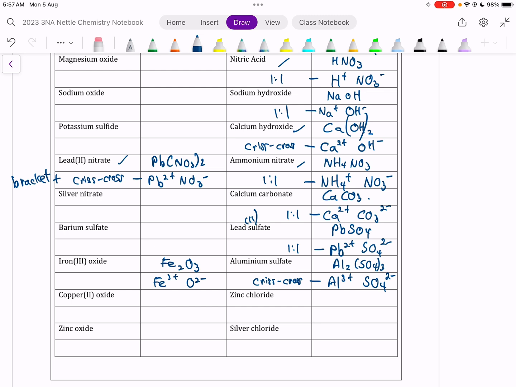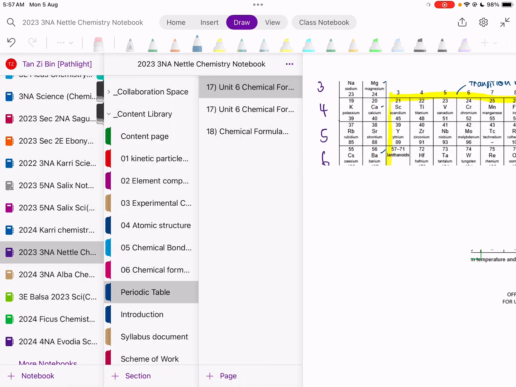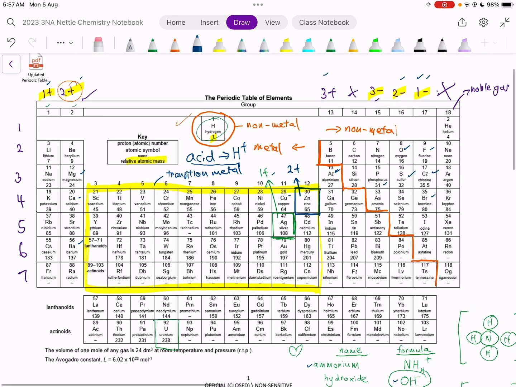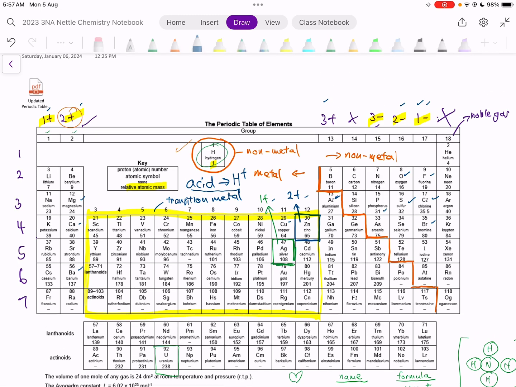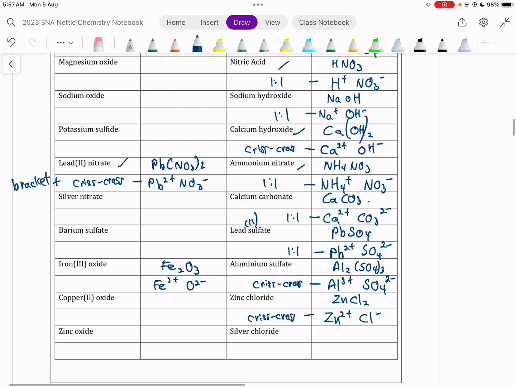Then maybe let's look at zinc chloride, that will be Zn2+ and Cl-. Zinc is over here, so it's always 2+ and your chloride is -1, take note. So this one you need to crisscross but without bracket, this is ZnCl2. Then silver, take note, is Ag always +1, chloride -, so 1 to 1, so AgCl.